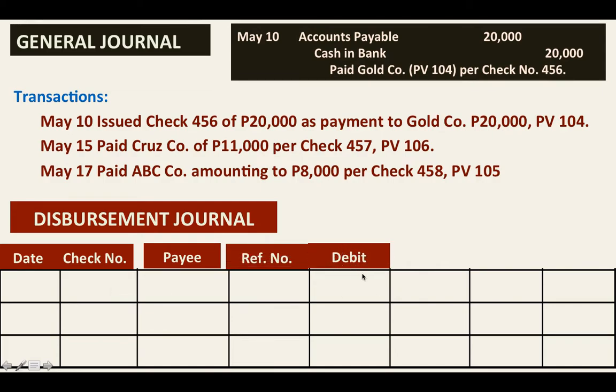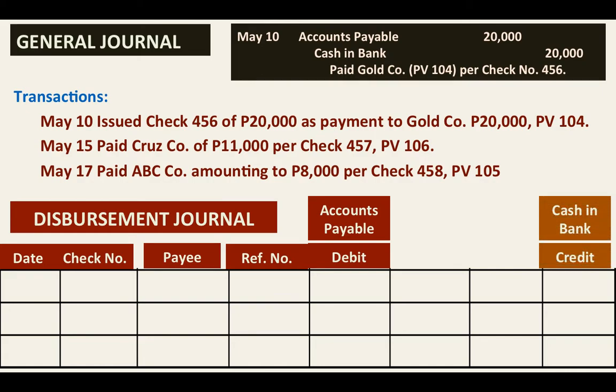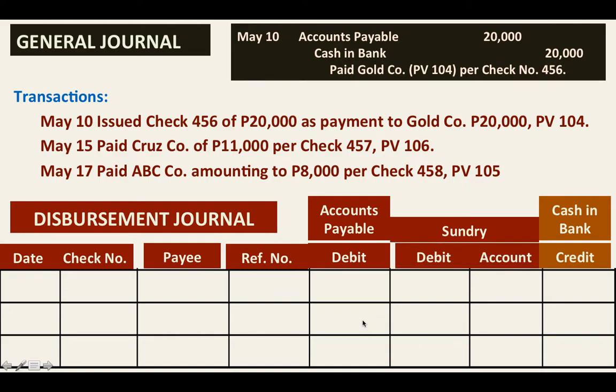So the debit is basically your accounts payable. Okay? And what will be your credit? Your credit will be your cash in bank. Okay? However, maaaring there can be situations na hindi lang accounts payable yung nabayaran na pwede mong i-record sa disbursement journal. So in this case, you will have again sundry, and that will be your debit and the account. Okay. So how are we going to record the transaction?